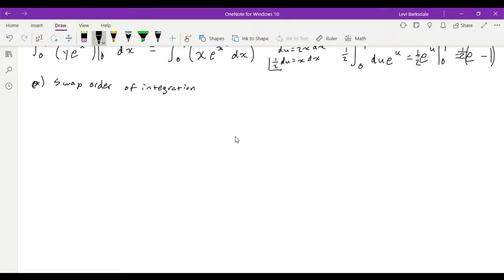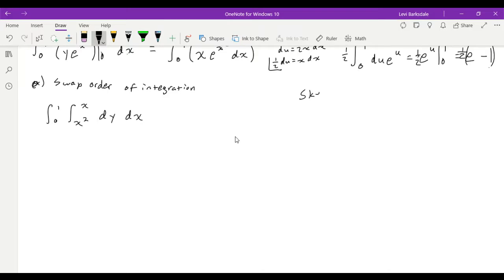Let's say we have the integral from 0 to 1, the integral from x squared up to x with respect to y first, of course, because our inner limits are in terms of x, which tells us we have to integrate with respect to y first.